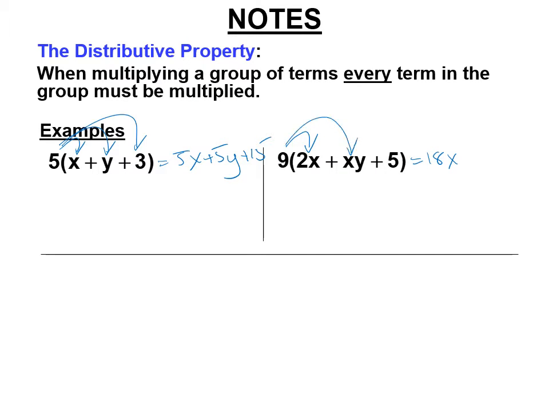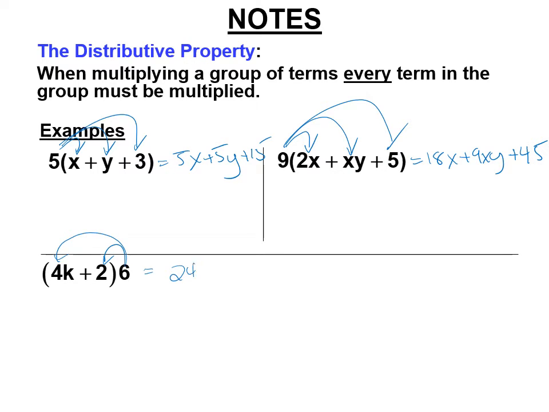9 times positive xy is 9xy, right? That's the letter x, not a multiplication symbol. And 9 times positive 5 is positive 45 or plus 45. Most of the time we're going to put the number in the front, but you can put it in the back. 6 times 4k is 24k. And 6 times positive 2 is positive 12, so it's plus 12.